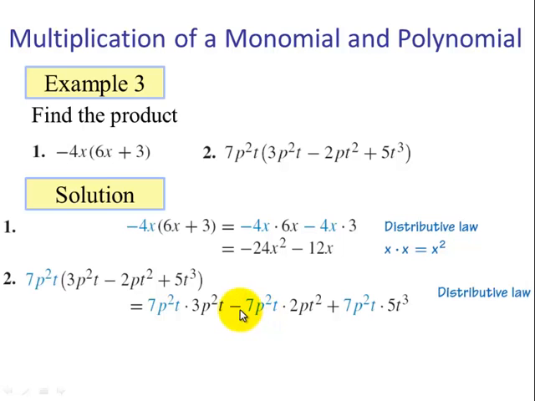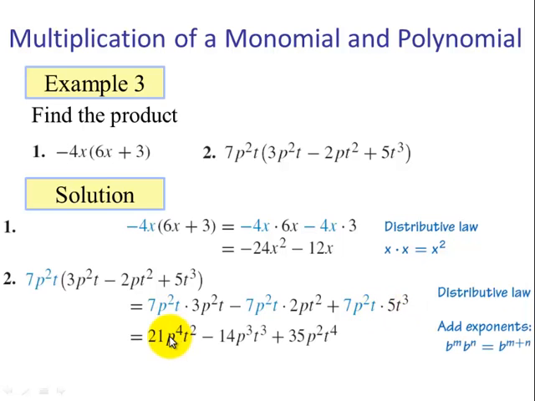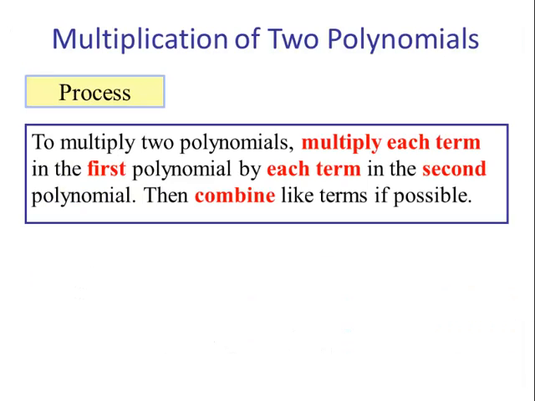For the next one, negative 7 times 2 is negative 14. P squared times p is p to the 3rd. And t times t squared is t cubed. And the last one, 7 times 5 is 35. P squared times t to the 4th. All three of these terms have different bases, so we can't add or subtract them. We are finished.